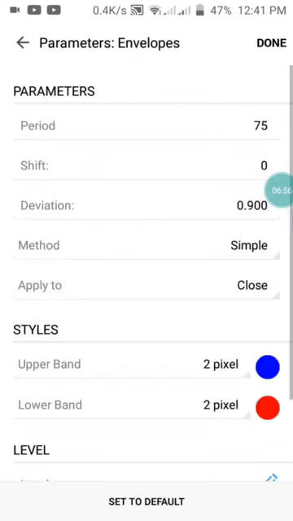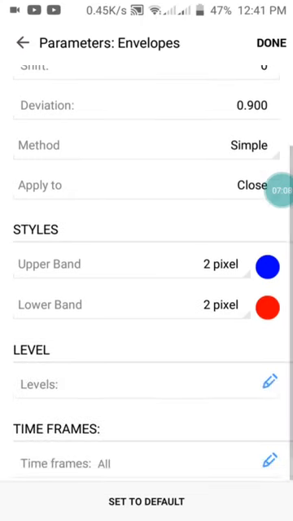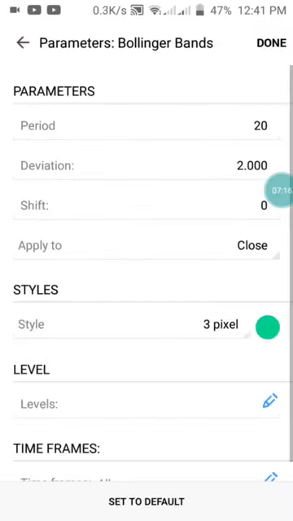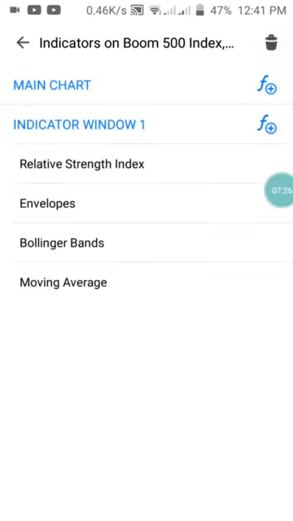We also have our envelope here, which has a period of 7.5. We have our shift to be 0. We have our deviation to be 0.900. Our method is simple. We apply to close, and we have upper band and lower band in this color. Then you press on done. And we also have the Bollinger Band, which has a period of 20. We have deviation of 2.000. We have our shift to be 0. We apply to close, and we have our style in green color. You can choose any color of your choice.